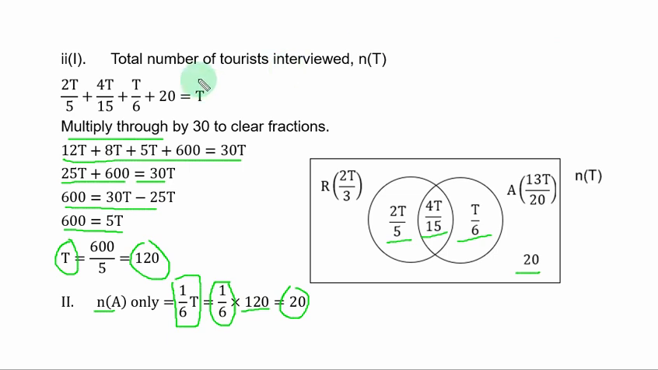From here, you know this T is the universal set, and anytime you add all the elements in the Venn diagram, it is always equated to the universal set. That is why the addition of the 4 elements in the Venn diagram is equated to T, so that T can be obtained.